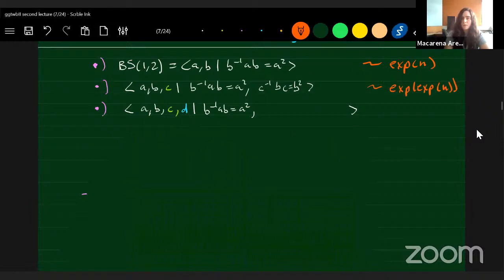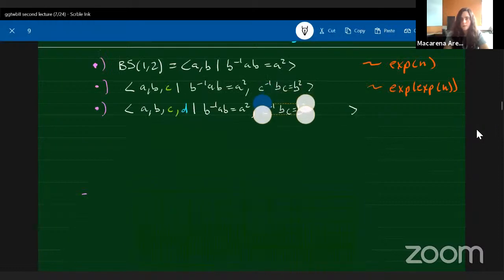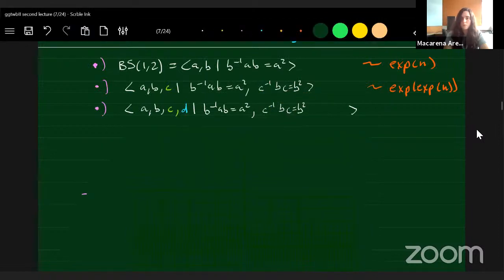And we can keep doing this. So we can add a new relator in this group. We can add a new generator and another relator. And this group is going to have a triple exponential Dehn function. And more or less the idea is that if we look at diagrams in the K complex for this group, they're going to look a little bit like this.